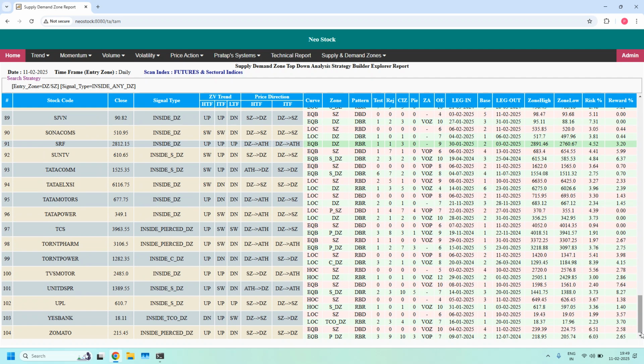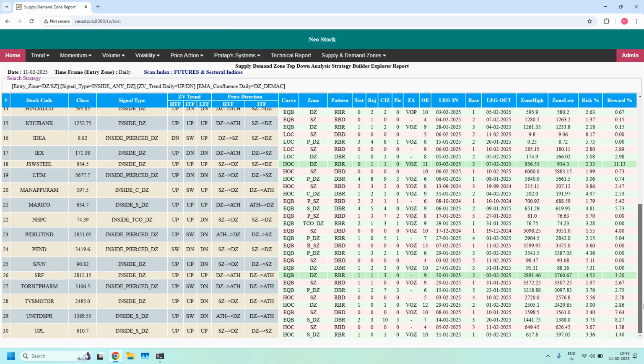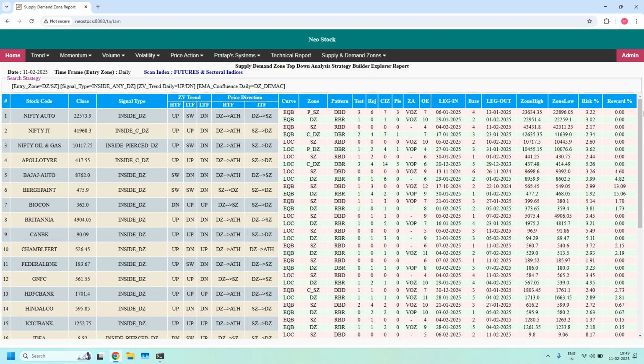complete list. Now out of these 104 stocks, price closed inside daily demand zones, how many daily demand zones are having daily EMA Confluence? Let us verify. So I'm going back. In the EMA Confluence, a daily time frame, setting the filter, daily demand zone having daily EMA Confluence, and trend on the daily time frame should be either up or down. With these filters, now the list is come down to 30 stocks from 104.